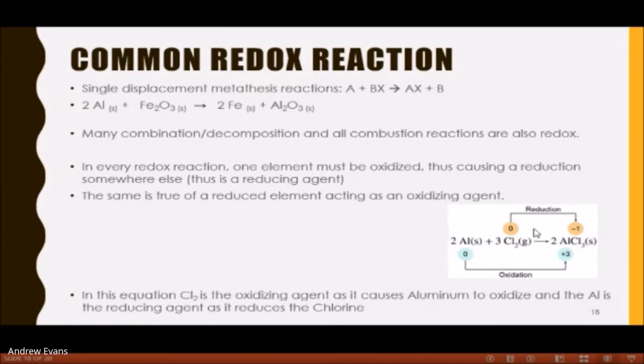In this case right here, aluminum goes from 0 to 3 plus. It has lost 3 electrons because electrons are negative. It is oxidized. Chlorine goes from 0 to 1 minus. Each chlorine is gaining 1 electron. It is being reduced. So the aluminum is reducing the chlorine, and the chlorine is oxidizing the aluminum, making the chlorine the oxidizing agent and the aluminum the reducing agent.